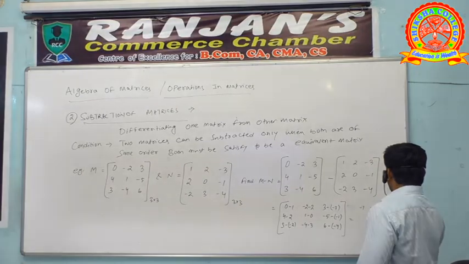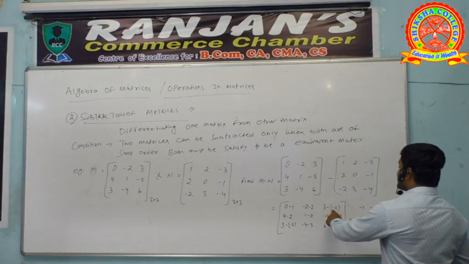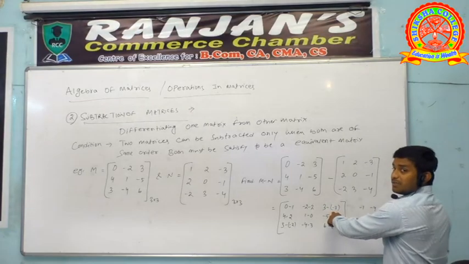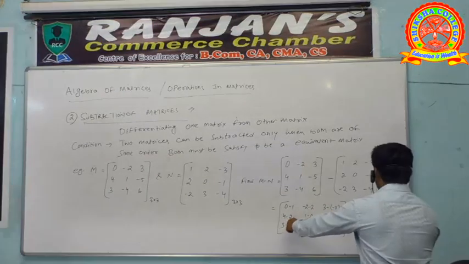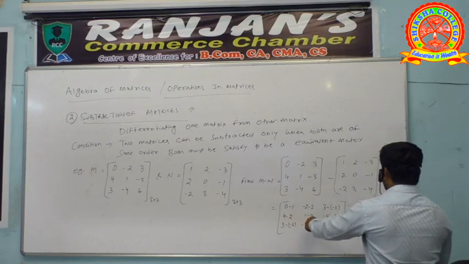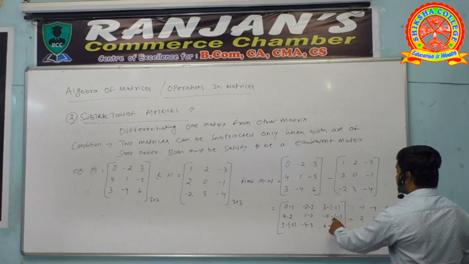Minus 4. 3 minus 3. Here minus into minus, minus plus. So 3 plus 3, 6. 4 minus 2 equal to 2. 1 minus 0, 1.